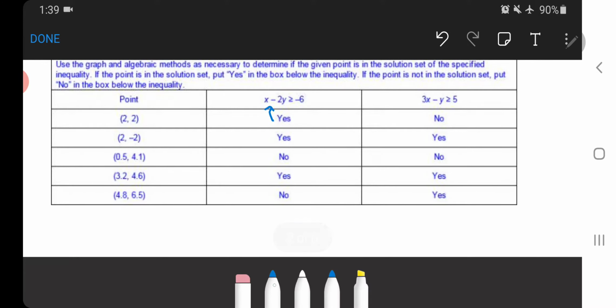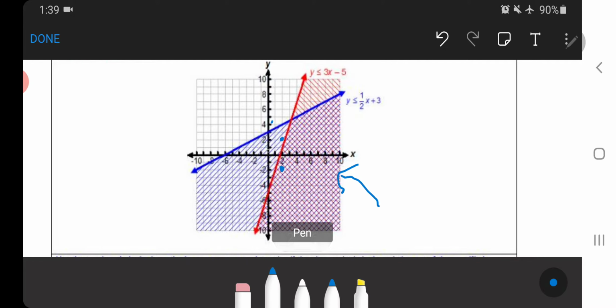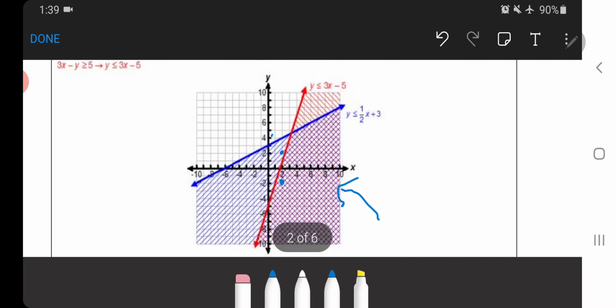(3.2, 4.6). Okay, let's look at that one. 3.2 would be between 3 and 4, and then 3.2 comma 4.6. I'm sorry, make sure to double check that point. 3.2, 4.6 would be, in my opinion, about right there. So barely, it looks like he satisfies both equations because he is in the purple region.